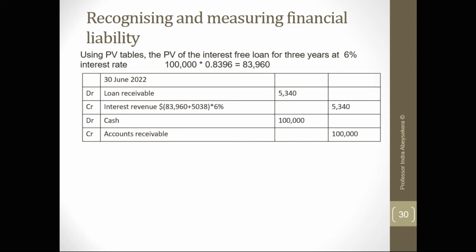And finally, on the final year of the settlement, there's interest revenue and loan receivable. So all that adds up to the loan receivable to make up 100,000, and that loan is now paid out by the staff member, and the company receives cash of 100,000.